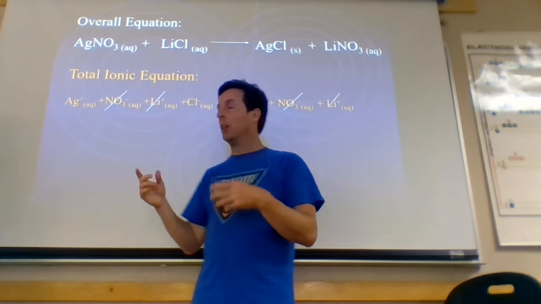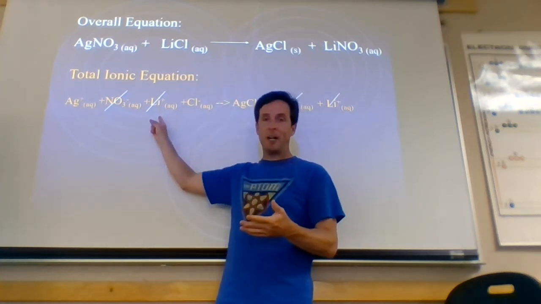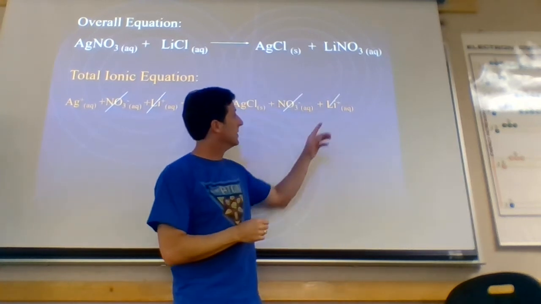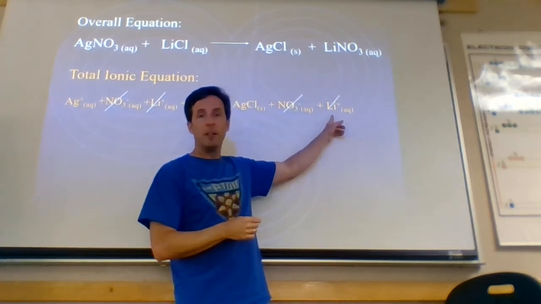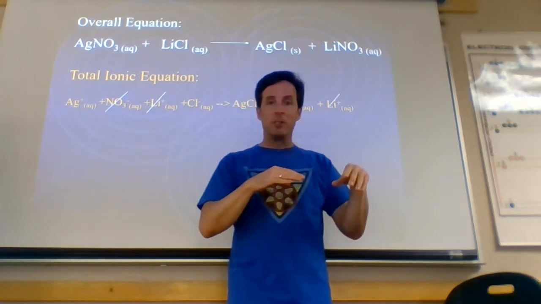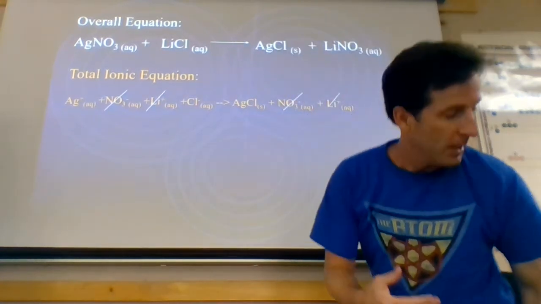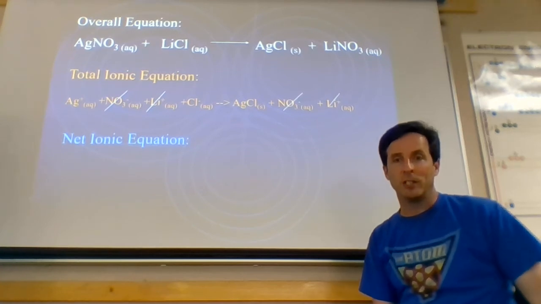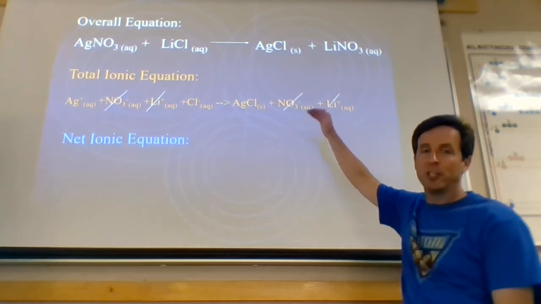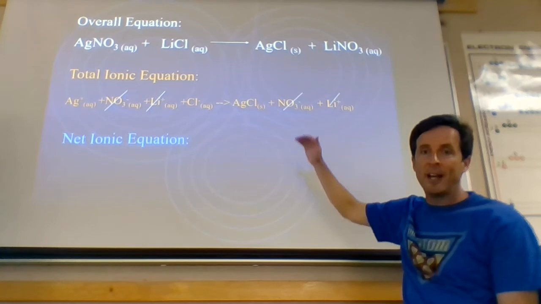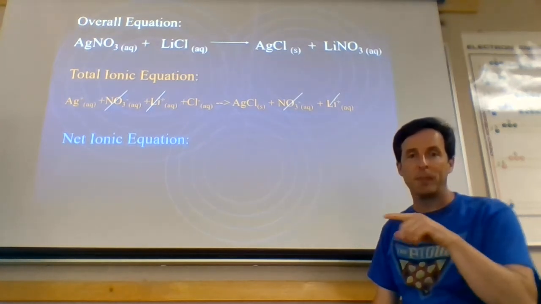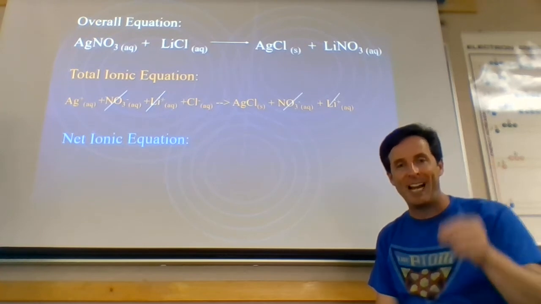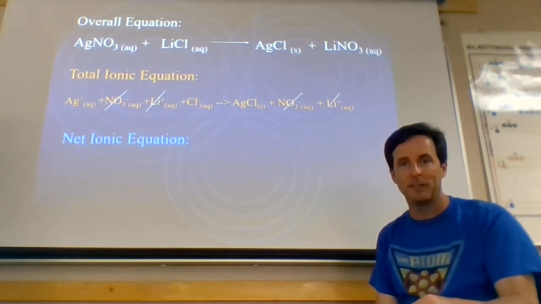All right? Lithium is also a spectator ion. He was freely floating around in the beginning, he was still freely floating around at the end. So we're going to get rid of those because they didn't really do anything, and that's going to boil it down to what we call the net ionic equation. So the total ionic equation shows everything. The net ionic equation, I'm going to cancel out the spectators, which I only cancel out the things that appear exactly the same on both sides.